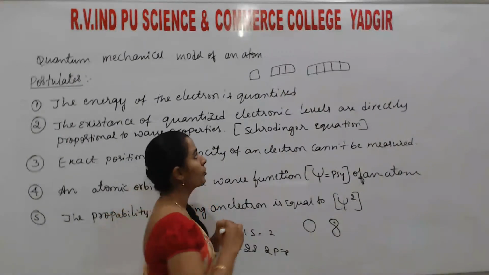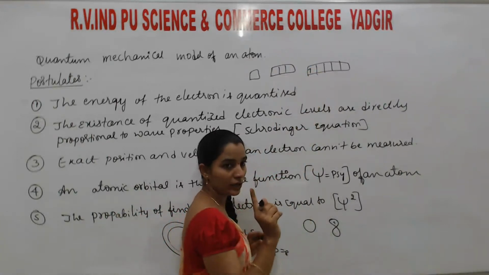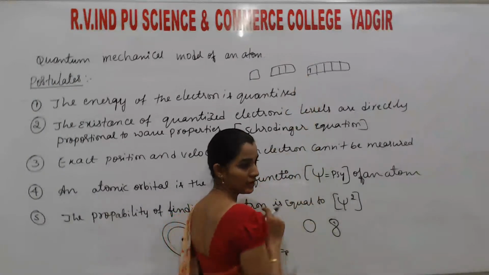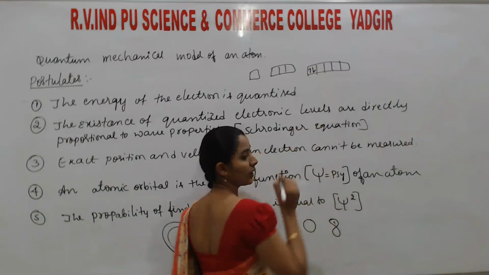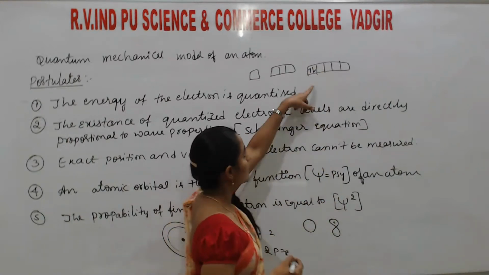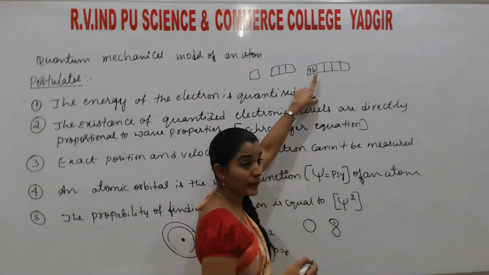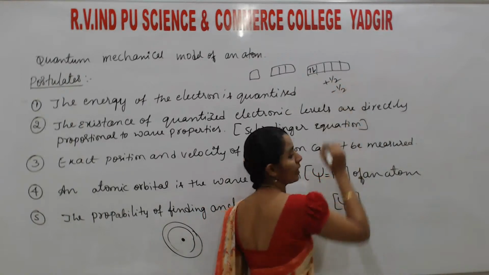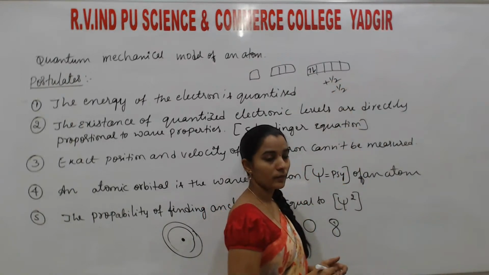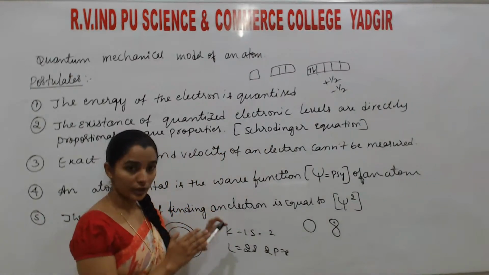Another one is there, I hope you remember. I write one electron like this. If only one electron is there, I write like this. If another electron is there, I write like this. One is upward spin, another one is downward spin. This is the spin quantum number. So one is plus half, another one is minus half. Understood? Okay. So this is all about the different quantum numbers.